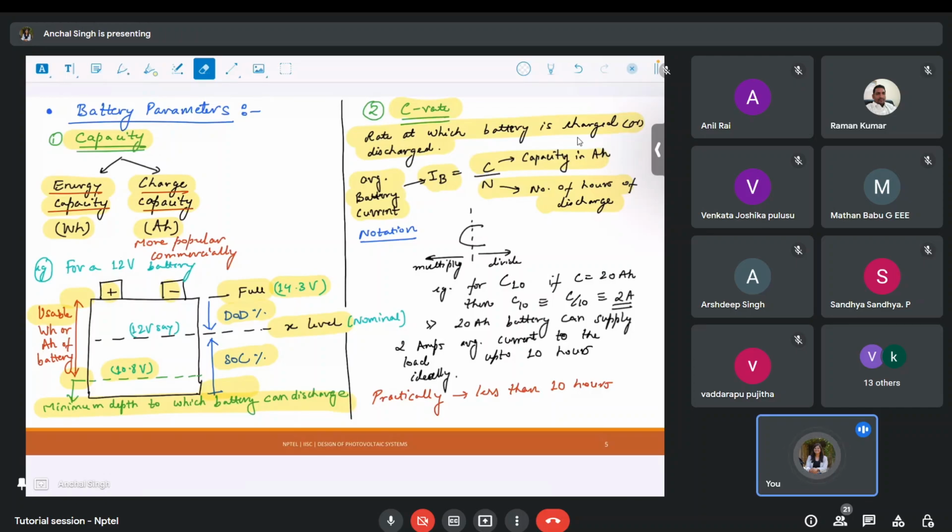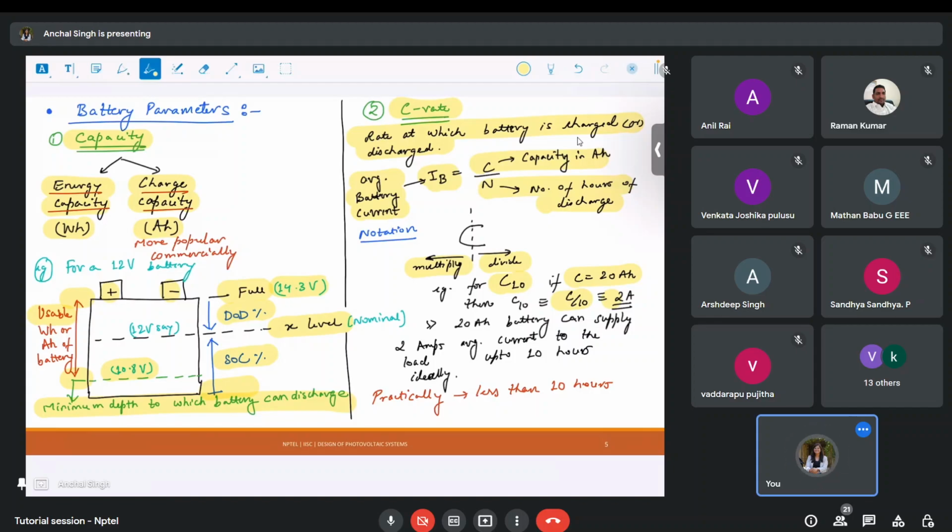So now there is a notation for C rate. If any number is written on the right hand side of the C, then you divide by that number. And if any number is written on the left hand side of the C, then you multiply by that number. For example, for C10, you will divide the capacity by 10 because it's written on the right hand side. So if the capacity of my battery is 20 ampere hours, then for a C10 battery, my rate would be 1/10 of the capacity. That means my average current will be 2 amperes.